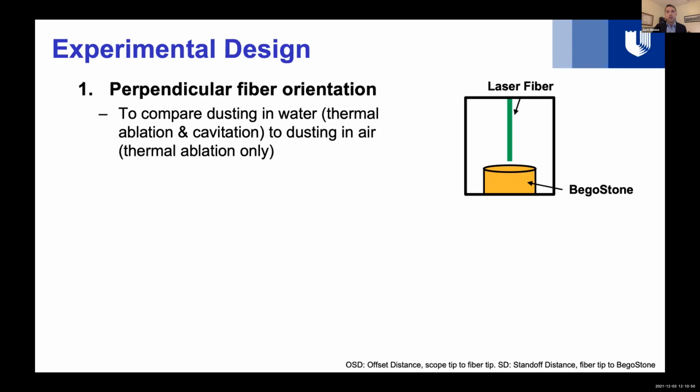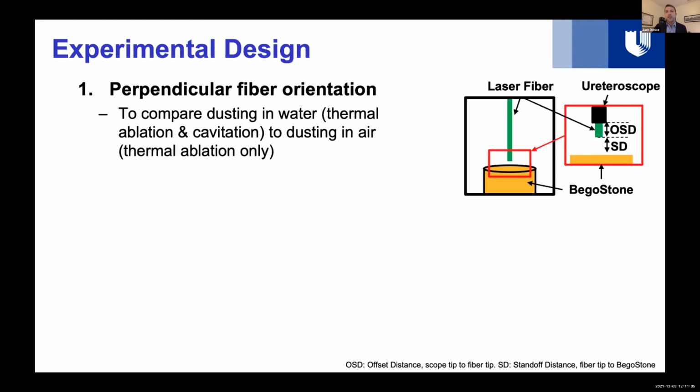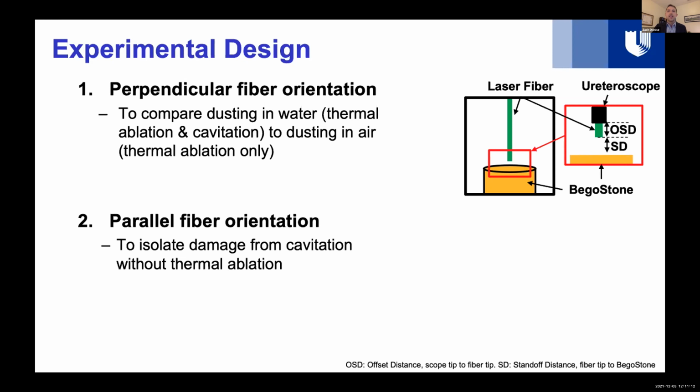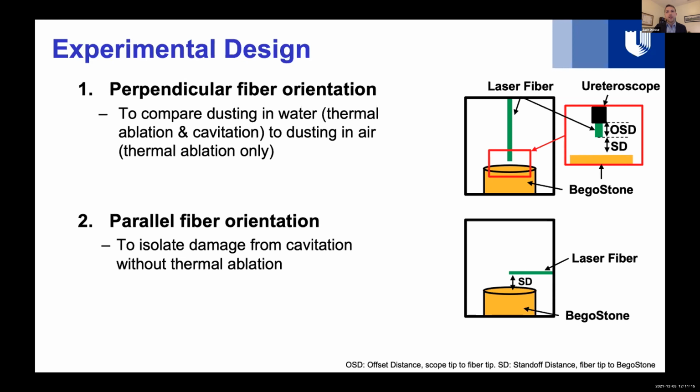To investigate the role of cavitation bubble collapse in dusting, we designed experiments to isolate the damage of cavitation and photothermal ablation. First, we used a laser fiber perpendicular to a BegoStone phantom to compare dusting in water, with both thermal ablation and cavitation, to dusting in air, which isolated ablation alone. We conducted experiments at several standoff distances of laser fiber to stone and offset distances from fiber to scope when we used a ureteroscope. Second, we sought to isolate cavitation damage by performing laser lithotripsy with the laser fiber parallel to the stone phantom, eliminating contribution from thermal ablation. In both cases, stone damage was measured using optical coherence tomography.